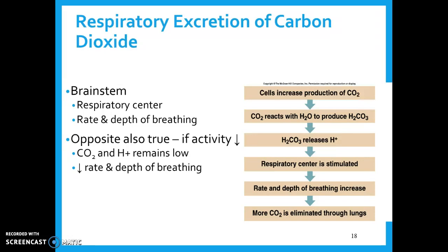So blood pH gets too low because we've got too much carbon dioxide. That's going to tell our respiratory center to cause breathing to happen faster and deeper. So the rate and depth of breathing increases. We're going to get rid of carbon dioxide faster. And as we remove carbon dioxide, that's going to prevent the buildup of carbonic acid. And that's going to help the pH go back up to where it should be.